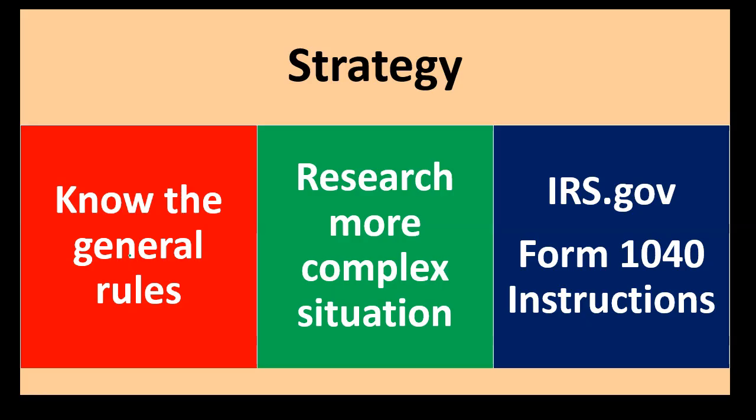What will our strategy be as we think about these items? We want to first know the general rules. The general rules for filing status will generally be fairly straightforward. When we have those types of areas that are more complex, then we want to research those more complex situations. So we have the general rules in our mind, then when we hit a complex situation, we think, oh, that's okay, we're just going to go to the research for that particular situation.